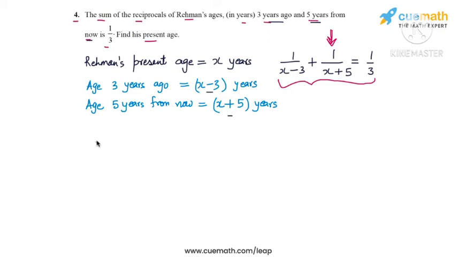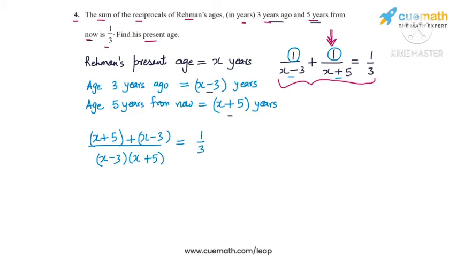So let's take the LCM of the denominators x minus 3 and x plus 5 and combine the two terms on the left hand side. So we will get x minus 3 times x plus 5, and then corresponding to this one we will get x plus 5, the second denominator, and then corresponding to this one we will get x minus 3, the first denominator, and the sum of these two. So this is how we can combine the two fractional terms on the left hand side, and this is equal to 1 by 3 on the right side.